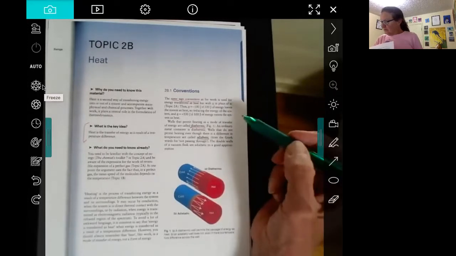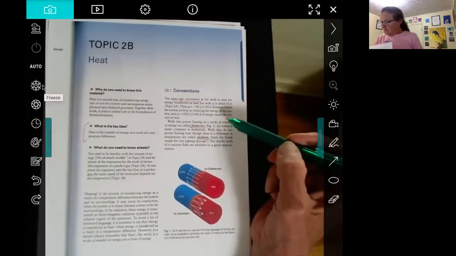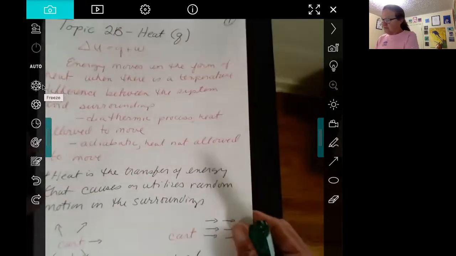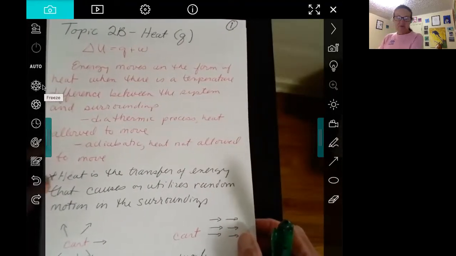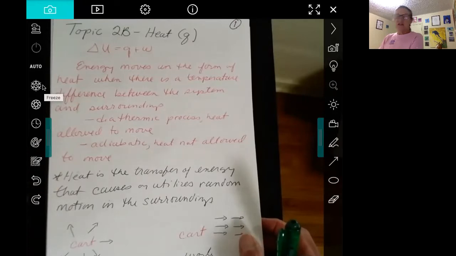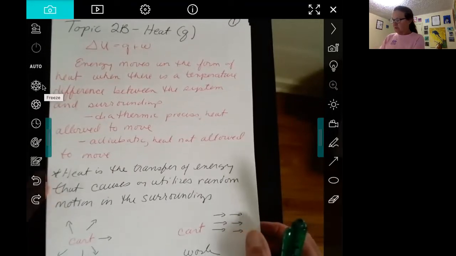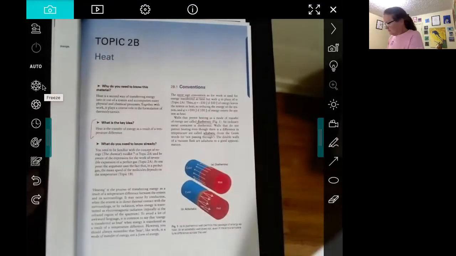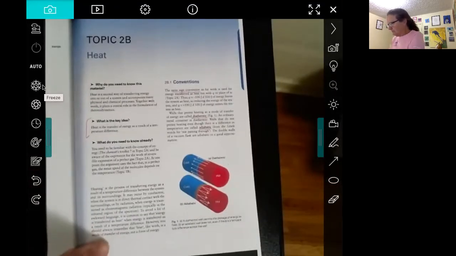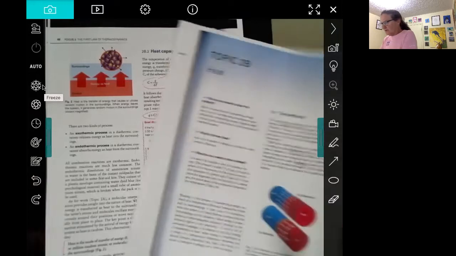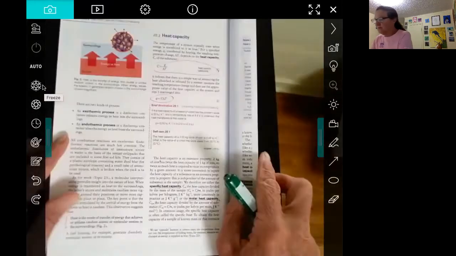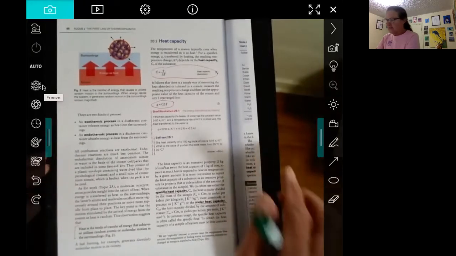When we're talking about these processes, diathermic is a process in which heat is allowed to move, so an open container or non-insulated container, I should say. Adiabatic is a process where you don't allow heat to flow, so you keep it in some sort of insulated container when your reaction takes place. Important difference. So, heat and work are very similar in that they're energy being allowed to move into or out of the system.